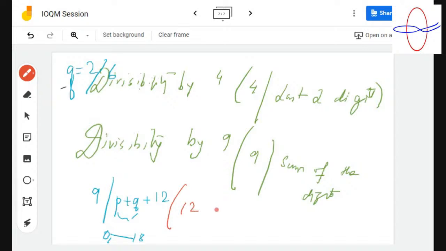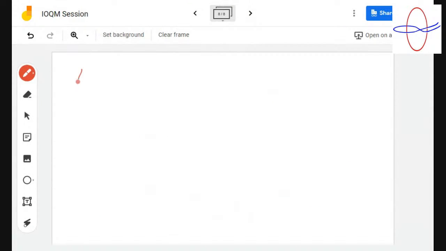12 to 30. So therefore p plus q can take which values? It is divisible by 9. That is 18, 27, that is 6 or 15. Right? So what do we get over here? Let's do it very carefully. p plus q is equal to 6 or 15, and q is equal to 2 or 6. So what are the possible values?